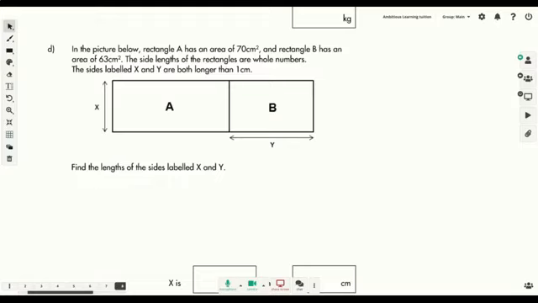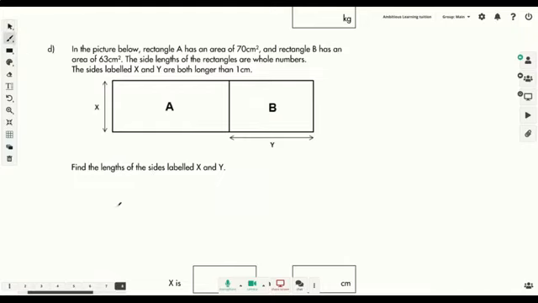So it is in the picture below. Rectangle A has an area of 70 centimeters square, and rectangle B has an area of 63 centimeters square. The side lengths of the rectangles are whole numbers. The sides labeled X and Y are both longer than 1 centimeter. So they're asking you to find the length of the sides labeled X and Y. This is an easy one.